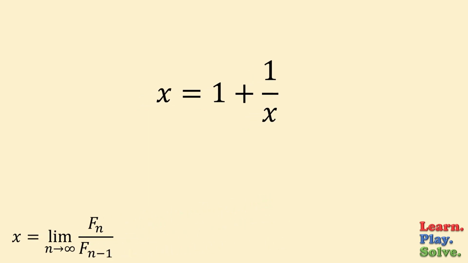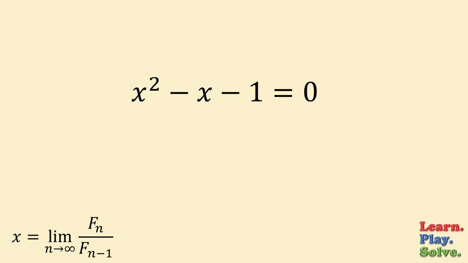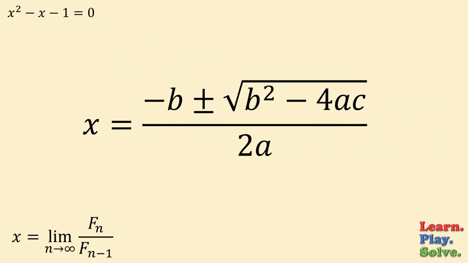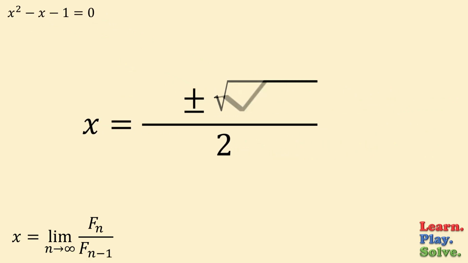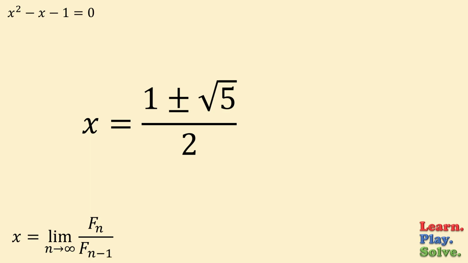Now we have an equation which we can solve to find x. To do that, let's multiply every term in the equation by x. That'll give us x squared equals x plus 1. This is a quadratic equation. We can solve it by setting it equal to 0 and then using the quadratic formula. When we do, we end up with 1 plus or minus the square root of 5 over 2.